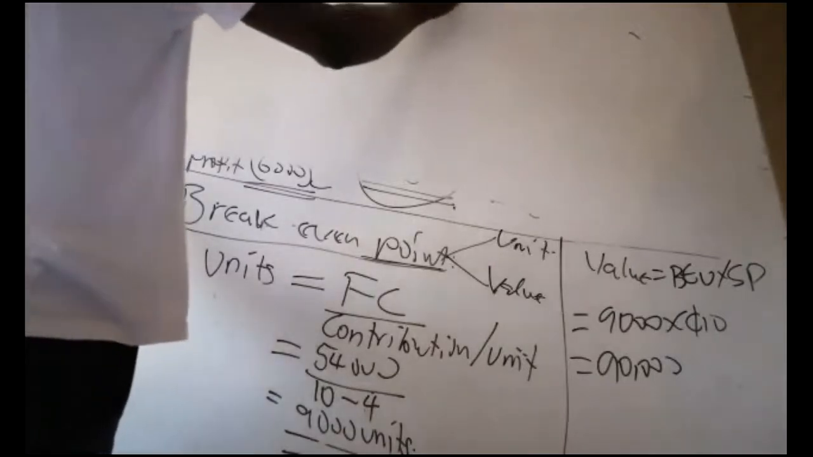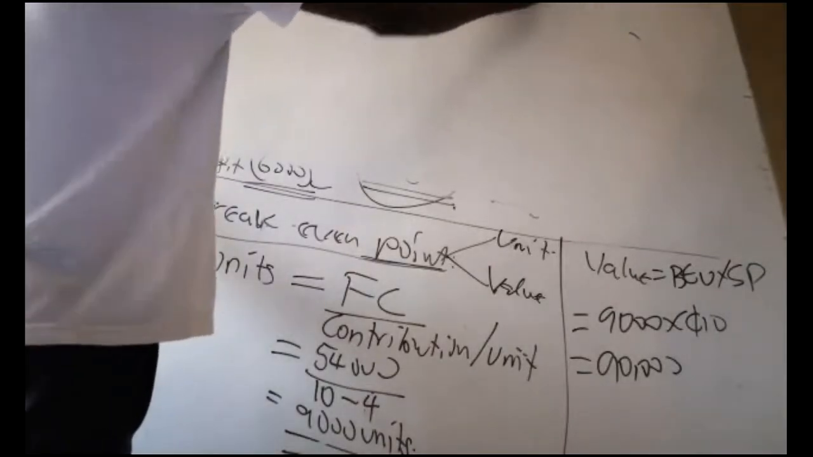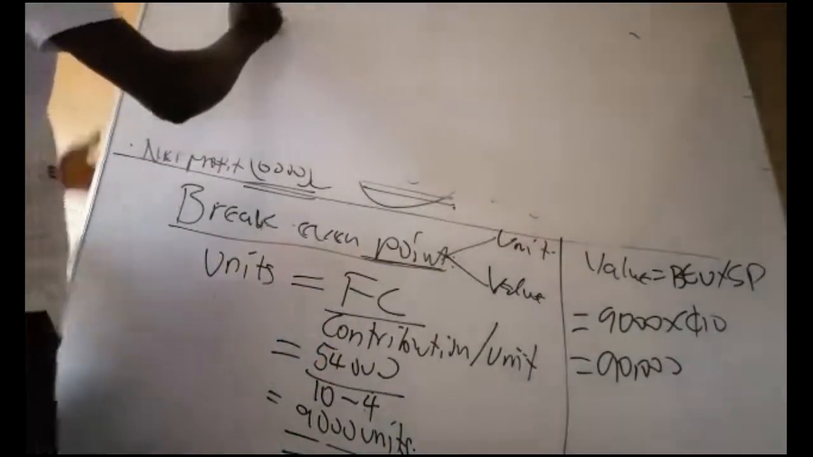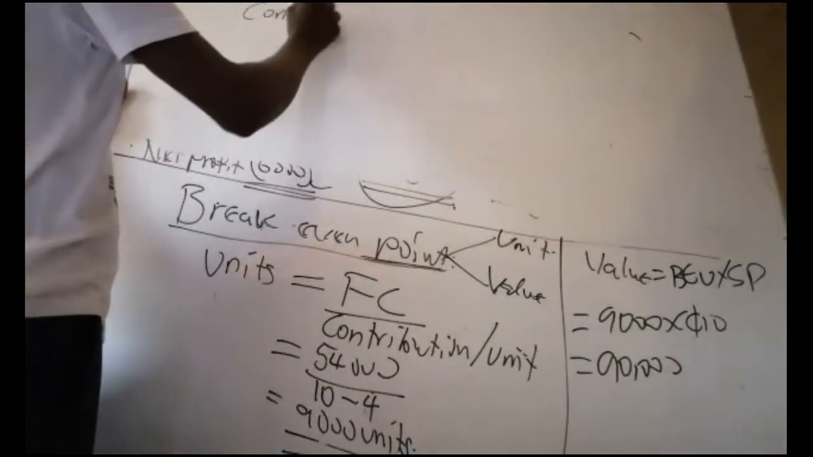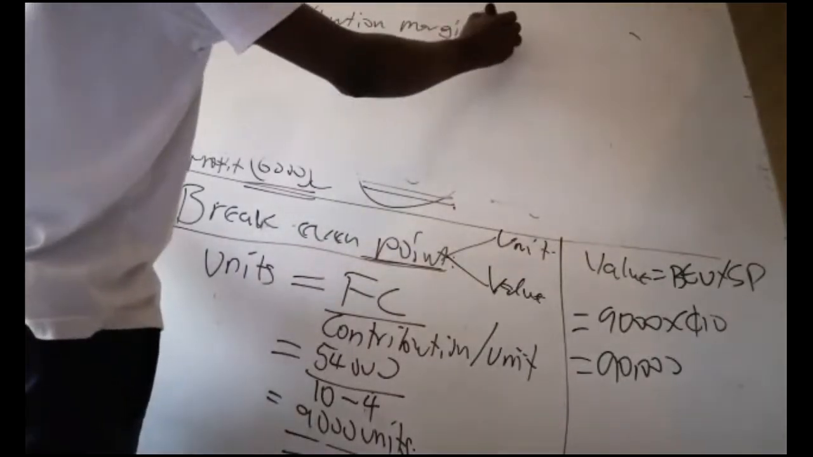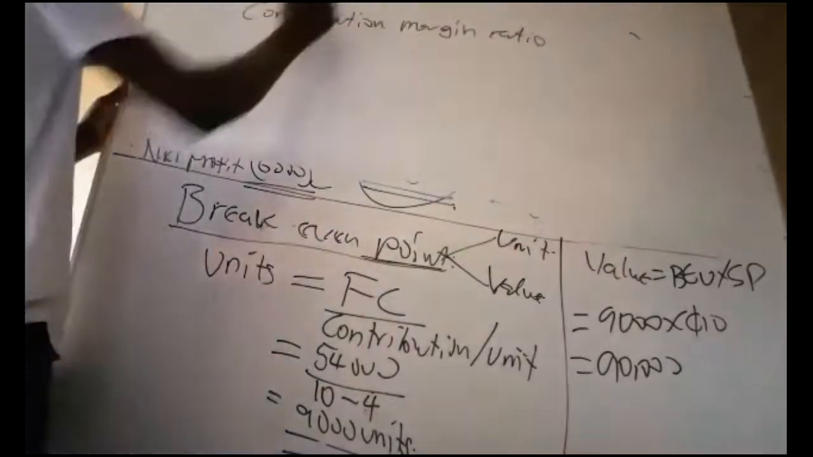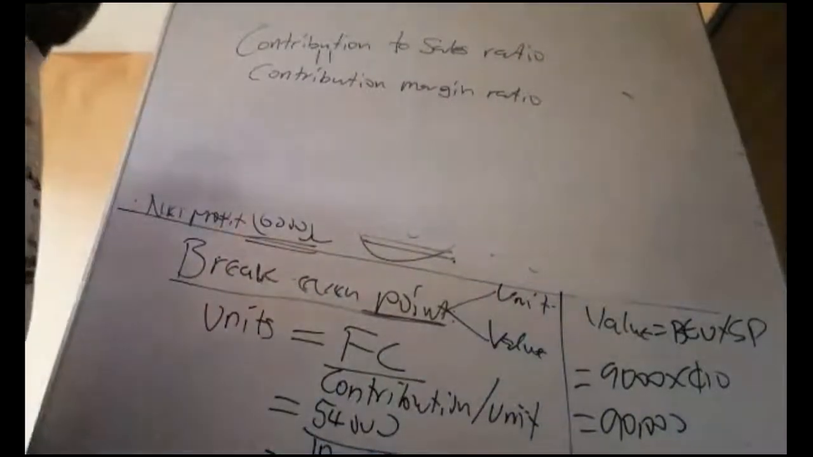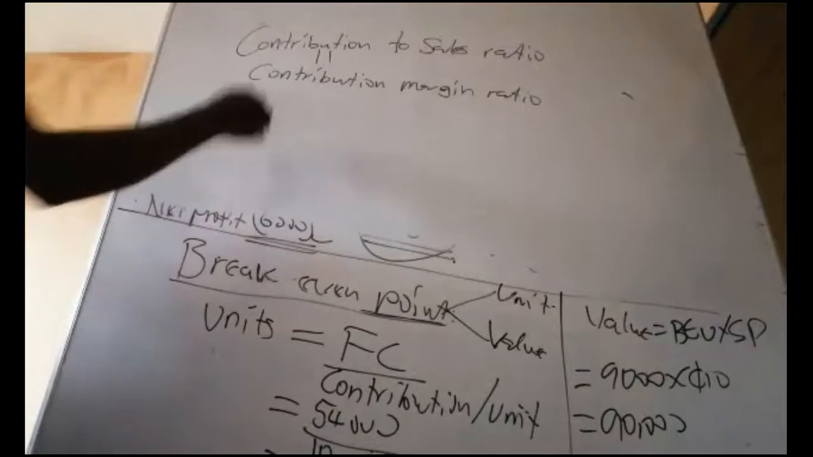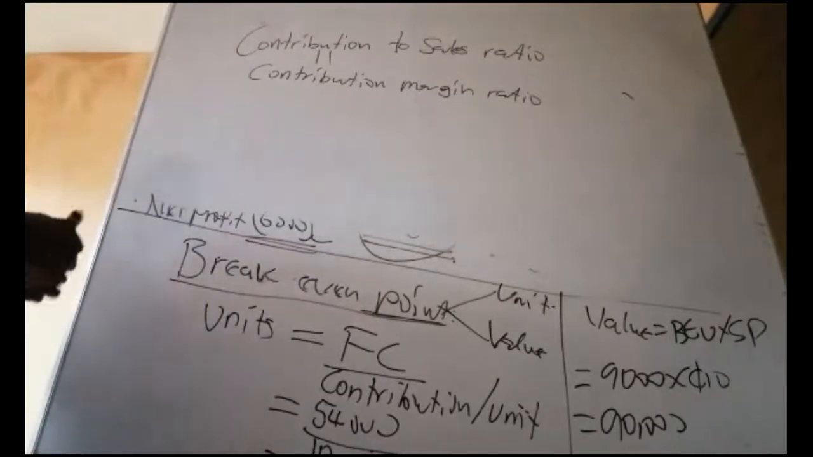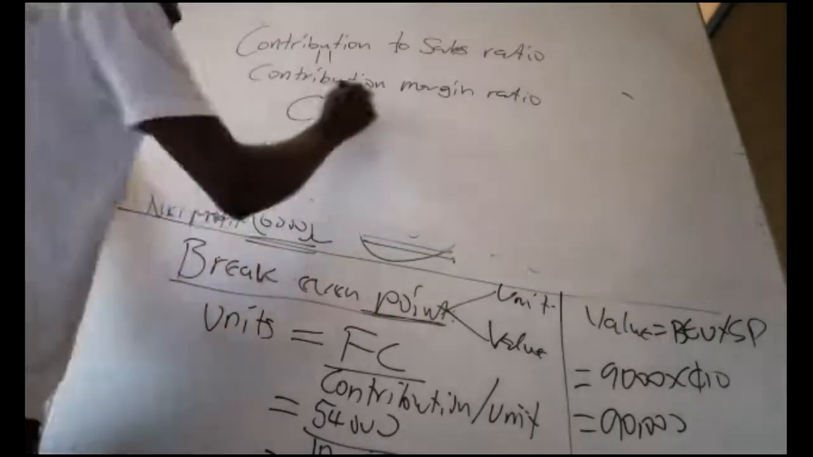Contribution to sales ratio. For those of you who have done ratio before, you will call it contribution margin, right? Contribution margin ratio. Good, they are the same. This and this are the same. So it's contribution to sales ratio. It's also called contribution margin ratio or PV ratio, profit volume ratio. In short, we call it CS ratio.